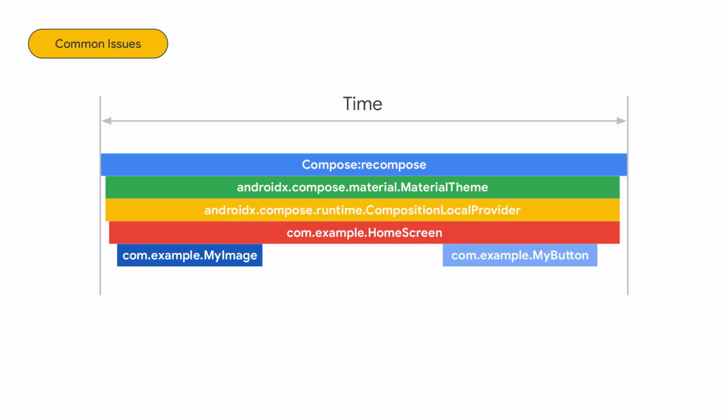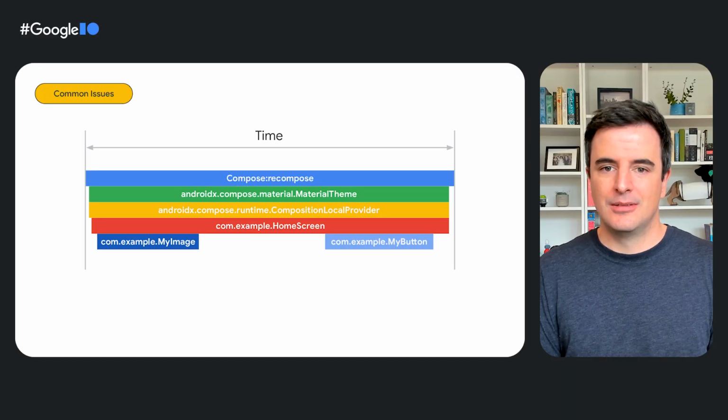What does all this mean? Here is a simplified version of a system trace showing recomposition. Each bar from the top down is the total time of the bars below it. The bars also correspond to the stack trace of the functions called. Compose calls recompose on your composition hierarchy. The first composable is the material theme. Inside the material theme, we have a composition local providing the theming information. From there, the home screen composable is called. The home screen composable is calling the My Image and My Button composables as part of its composition.